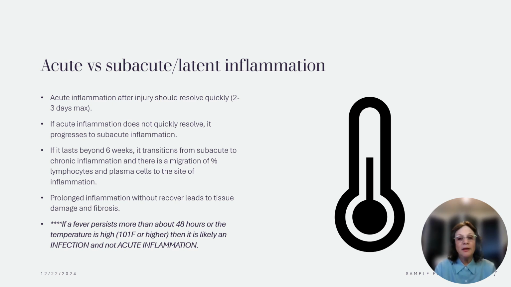So we want to look at acute versus subacute and that kind of latent inflammation. Acute inflammation injury should resolve quickly, again, 2 to 3 days max. If that inflammation doesn't quickly resolve, it can change into what's called subacute inflammation. And if it lasts more than 6 weeks, now it's going to transition from this subacute to chronic inflammation.